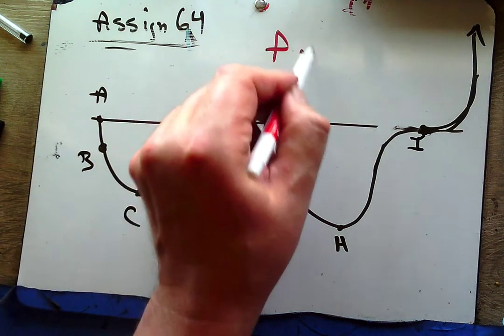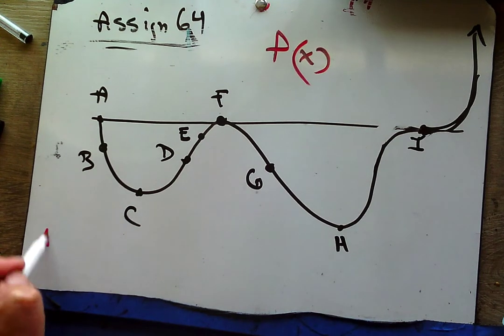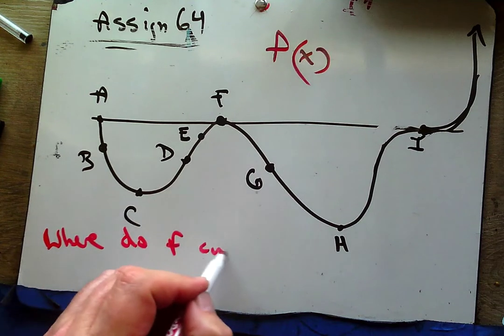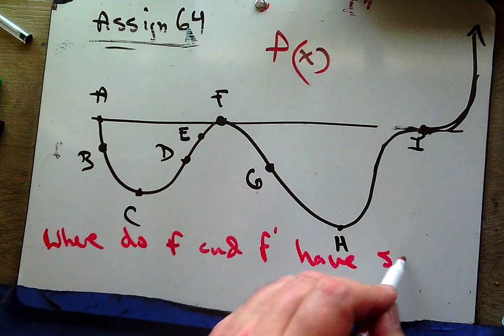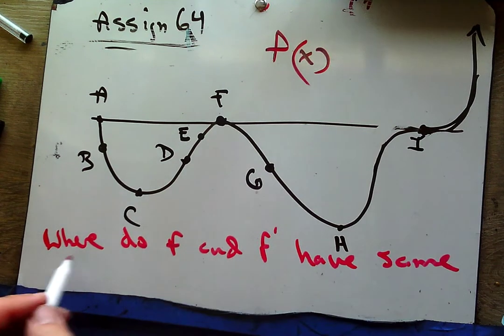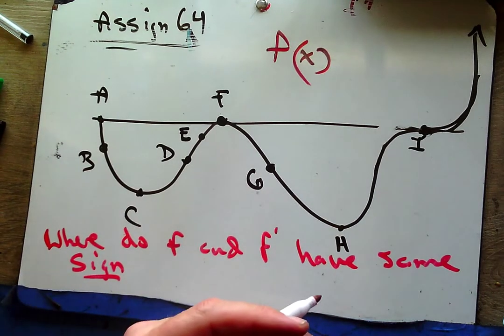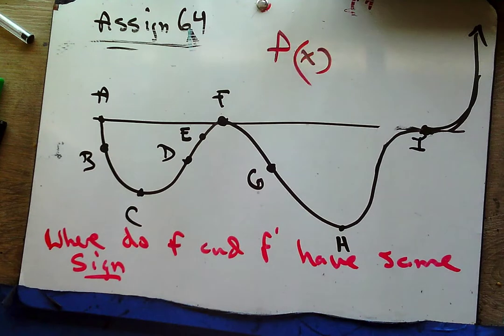All right, so we've got this graph, and this is a graph of f. This is f of x. Where do f and f prime have the same sign? Like f is positive and f prime is positive, f is negative and f prime is negative. So what do you think?